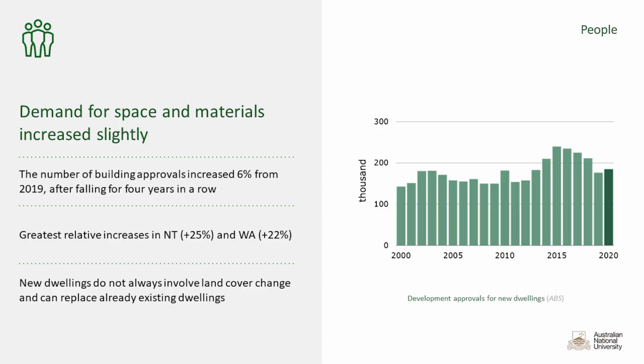Demand for space and materials increased slightly in 2020. The number of building approvals increased from 2019 after falling for 4 years in a row. The greatest relative increases were in the Northern Territory and Western Australia. However, new dwellings do not always involve land cover change, and they can replace already existing dwellings.